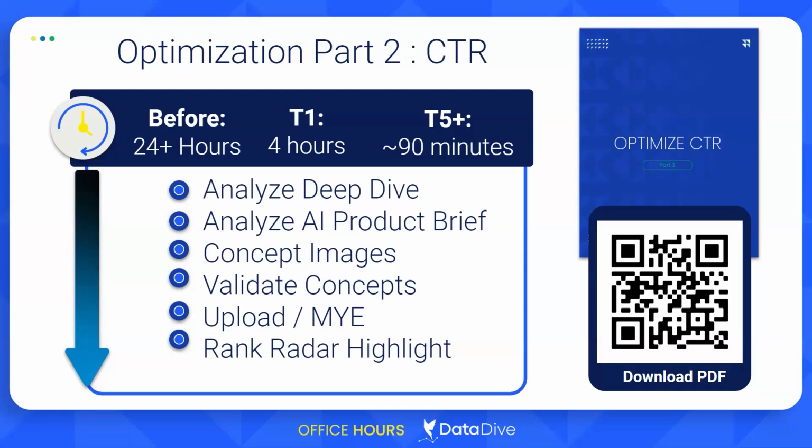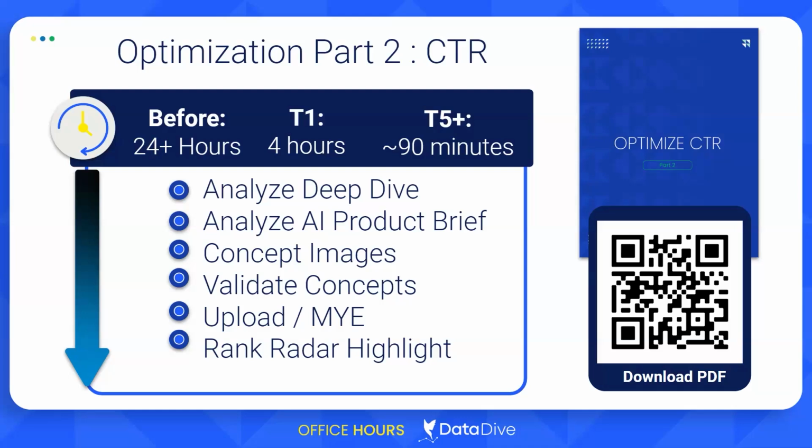And then once you find out what the winning main image was from market research, once you validated that main image, you're just going to upload it into Amazon. Ideally, you're going to use Manage Your Experiments. This is the A/B testing tool that's totally free inside of Seller Central. And then you're going to make a highlight inside of Rank Radar.